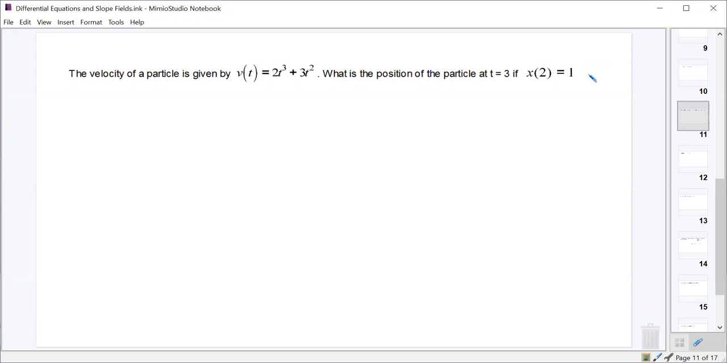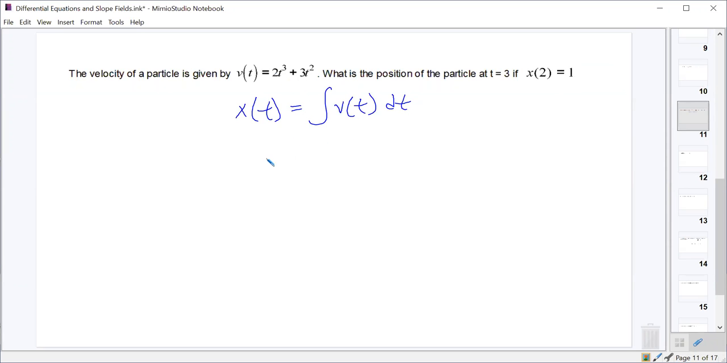So we got the velocity of a particle given by this velocity equation right there, 2t cubed plus 3t squared. We want to know the position. So very simple, just from yesterday and the day before probably. To get our position function x of t, we'll integrate our velocity function v of t dt.